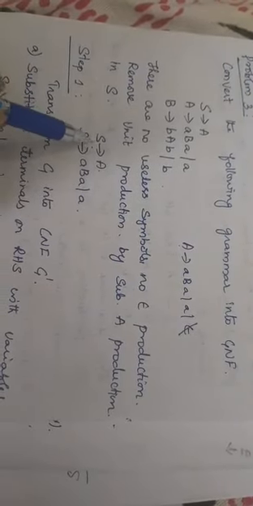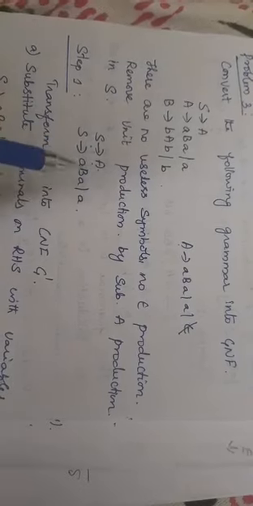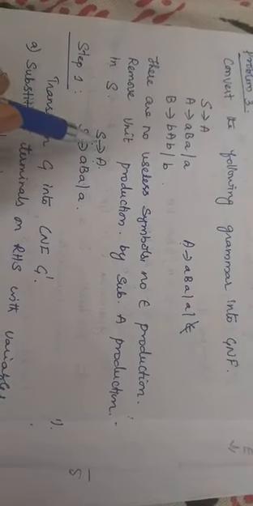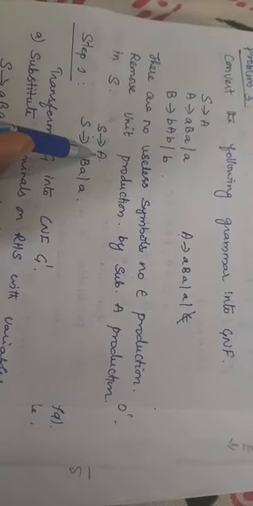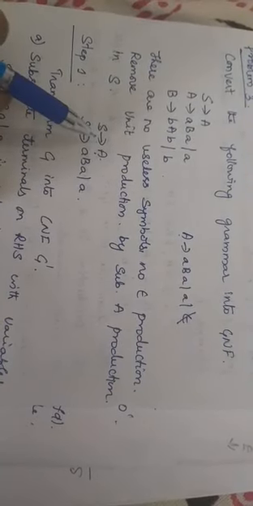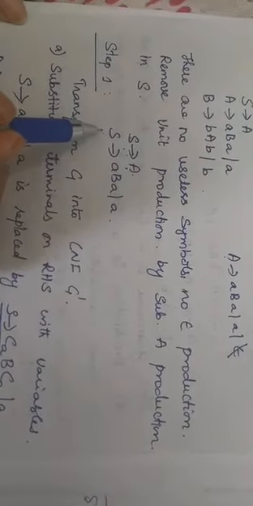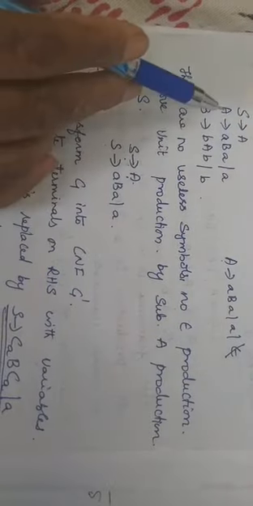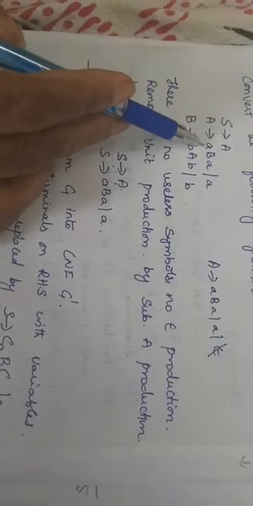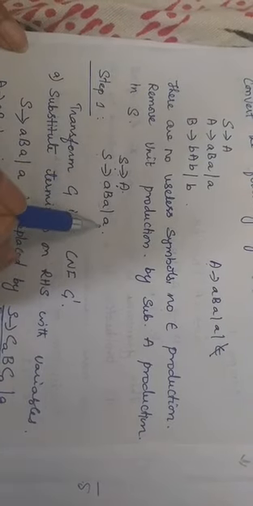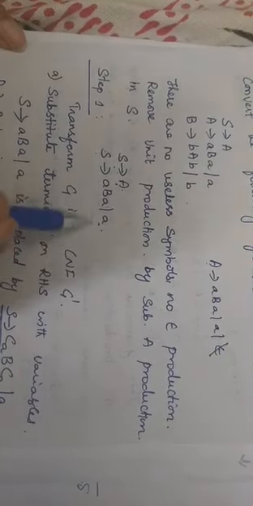Now S gives A is a unit production. What is a unit production? On the left hand side and the right hand side there is a single variable. So here we have a single variable on both sides, and this becomes a unit production. Now we have to remove the unit production. For A we have the rule A gives ABA, so instead of A I am substituting ABA or A. Now I have removed the unit production.